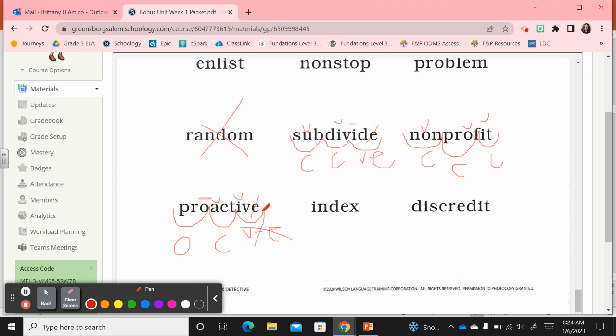Very good. Okay, we have index. Okay, in is a prefix, so you could mark it like that. In is a closed syllable prefix because it's short, and dex is a closed syllable with that short E. And finally, dis is definitely a prefix. Cred with that short E. These are both closed. Discredit. Remember, his reputation was discredited. You can discredit someone's reputation. Okay, so closed, and closed there.